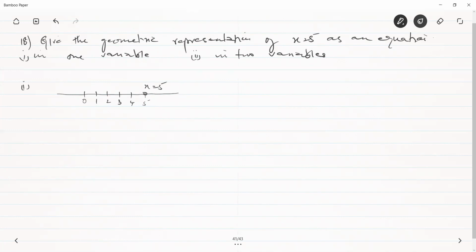Okay. How do you draw this in two variables? So this is the number line. For two variables, you will have to use the Cartesian plane.